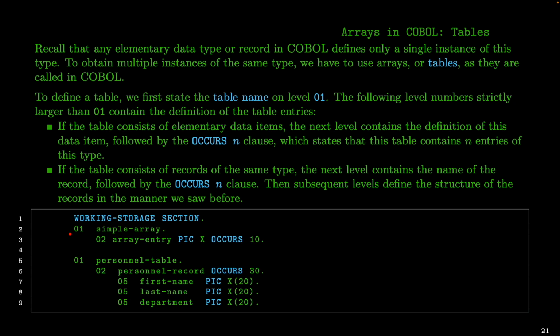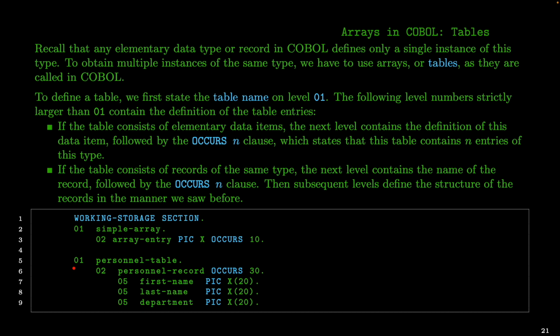So here's an example of the two cases. Here we have what I call simple array. This is just an array that contains 1 byte characters, but 10 of them. So this is like a string containing 10 characters, if you like. And we define the name of the array on level 1, and on level 2 I define array entry as the entries with a picture clause x, just 1 character, 1 byte that occurs 10 times.